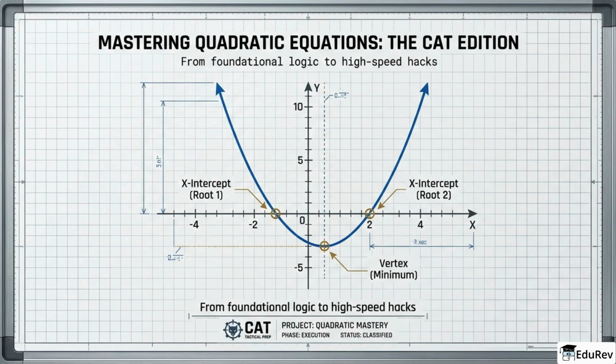Quadratic equations are best understood visually, not just algebraically. Think of every quadratic as a parabola, a curve that tells a complete story. It has intercepts where it touches the x-axis and a vertex which represents either a minimum or a maximum point. The key idea here is that solving quadratics is not about memorizing formulas. It is about understanding the shape and behavior of this curve. Once that clicks, everything becomes faster and more intuitive.